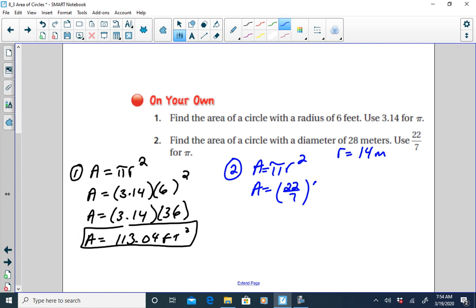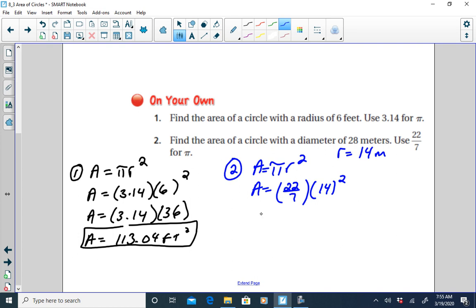Remember that we have to use the radius measurement in our formula. Don't get caught using the diameter in the formula. That's a common place where students are going to make mistakes. We want to use the radius. So remember, if you're given the diameter, make sure you take half of that to find the radius. So radius is going to be 14, and we're going to square that.